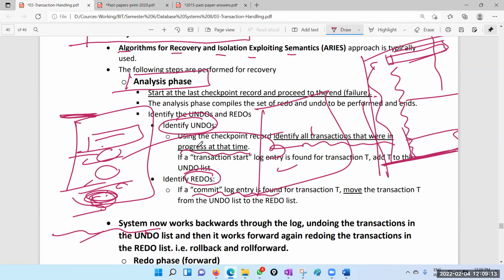Okay, it's a very simple concept. At the end, all the uncommitted transactions' operations will be in the undo list. All the committed transactions' operations will be in the redo list, because committed transactions we have to redo and uncommitted transactions we have to undo. I hope you get the idea. Initially everything is in the undo list, but when you identify a commit, the actions related to that committed transaction we put into the redo list.